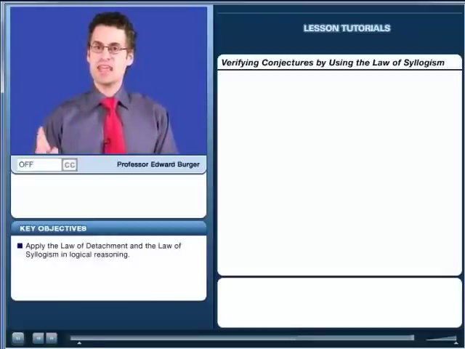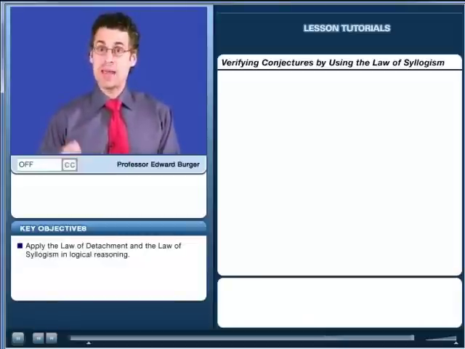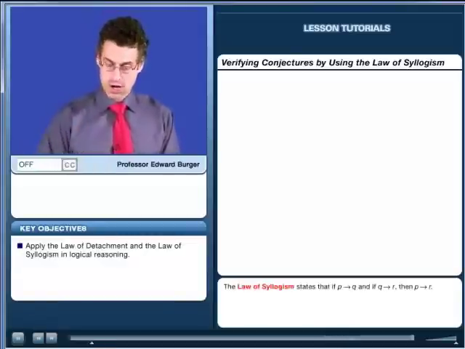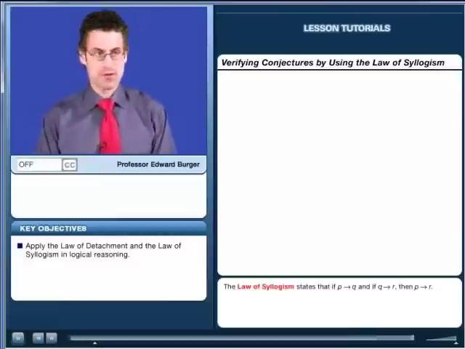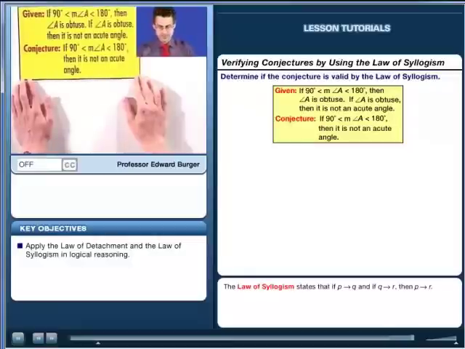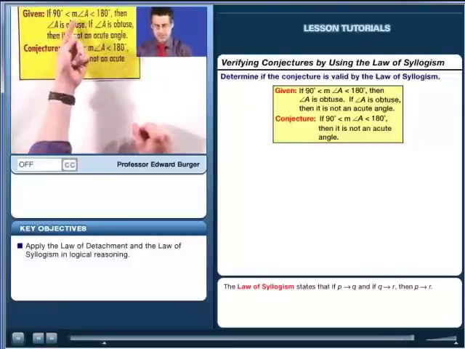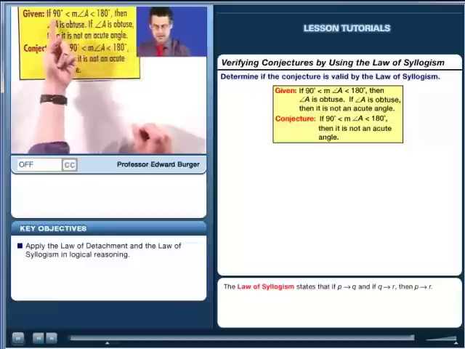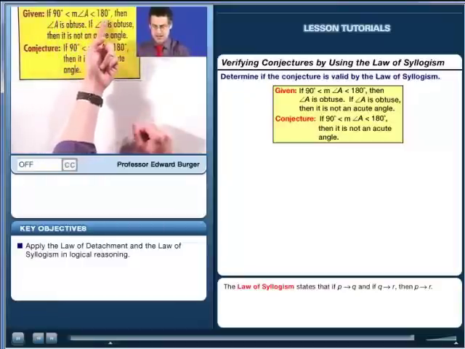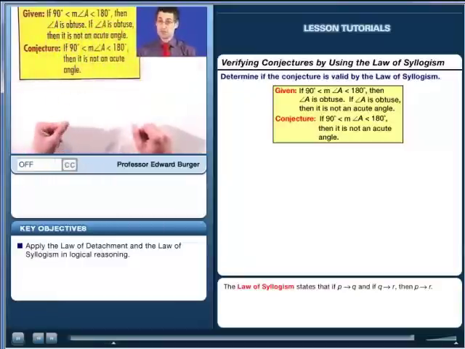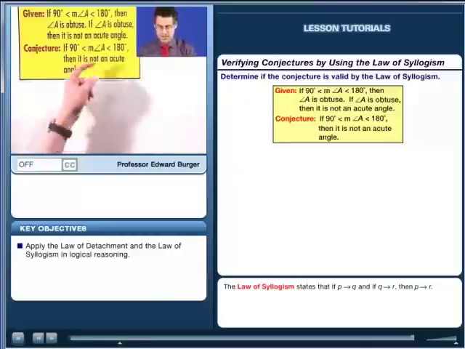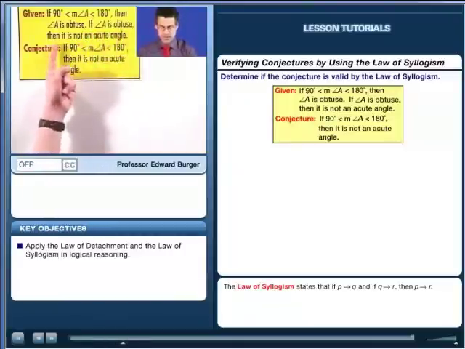Let's take a look at some conjectures and see if we can verify them using the law of the syllogism. So the law of the syllogism is the one that says that if P implies Q, and if Q implies R, then P implies R. So let's take a look at this particular example here. So we're given the following to be true. If the measure of angle A is bigger than 90 degrees but less than 180 degrees, then angle A is obtuse. So we're given that.